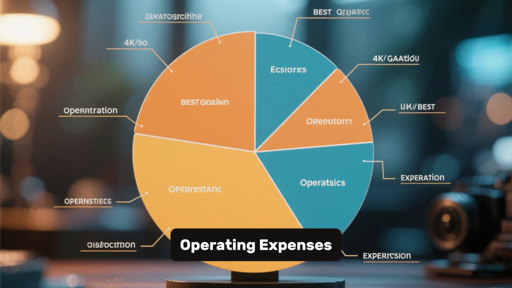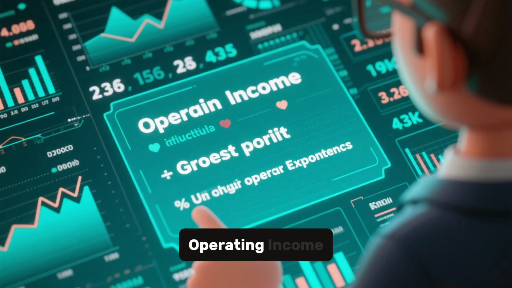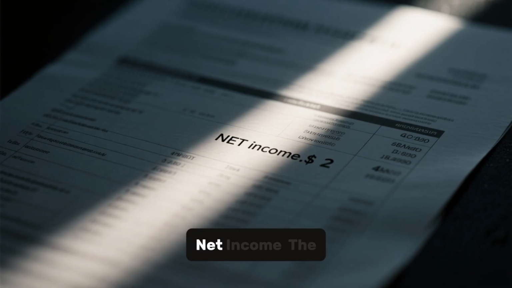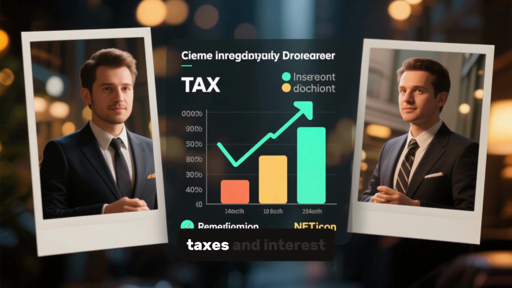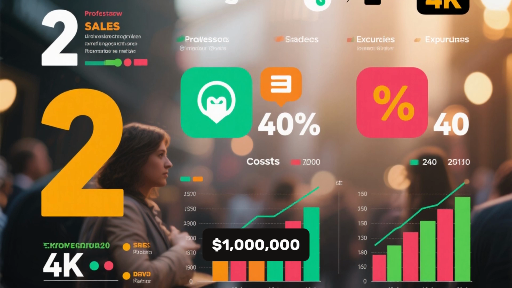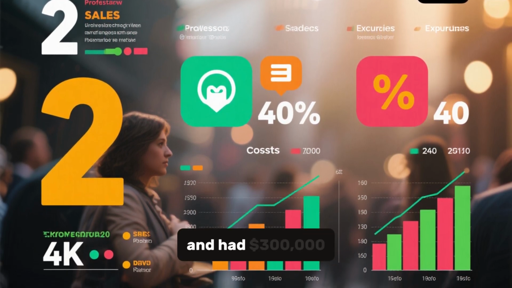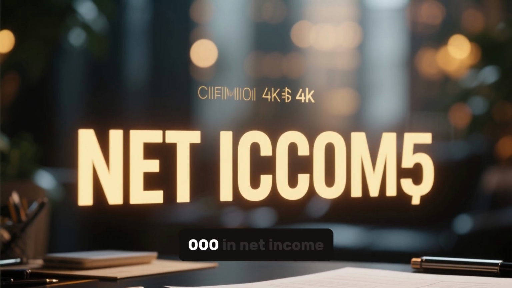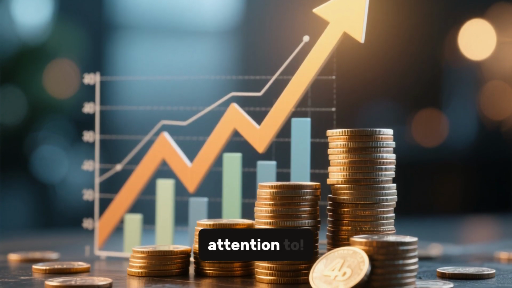Operating expenses include salaries, rent, marketing, and R&D. Operating income is the profit left after paying operating expenses. Net income, the bottom line, is what the company actually keeps after taxes and interest. Example, let's say a company made $1 million in sales, spent $600,000 producing goods, and had $300,000 in other expenses. That leaves $100,000 in net income. That's your profit, and that's what investors pay attention to.